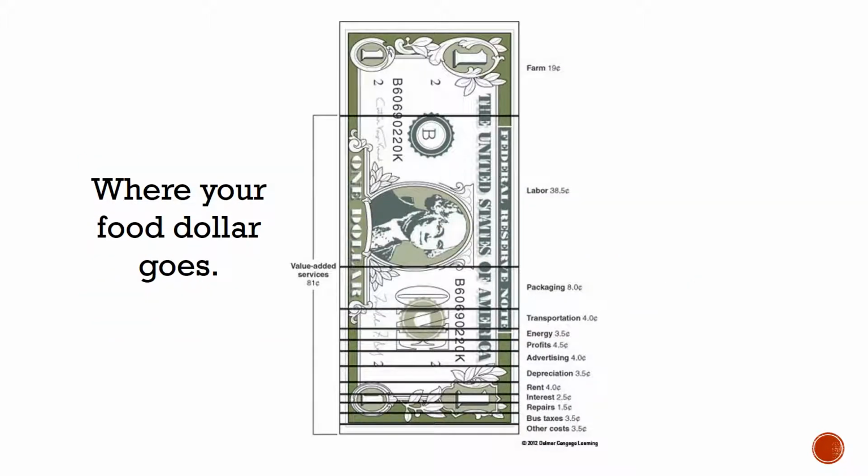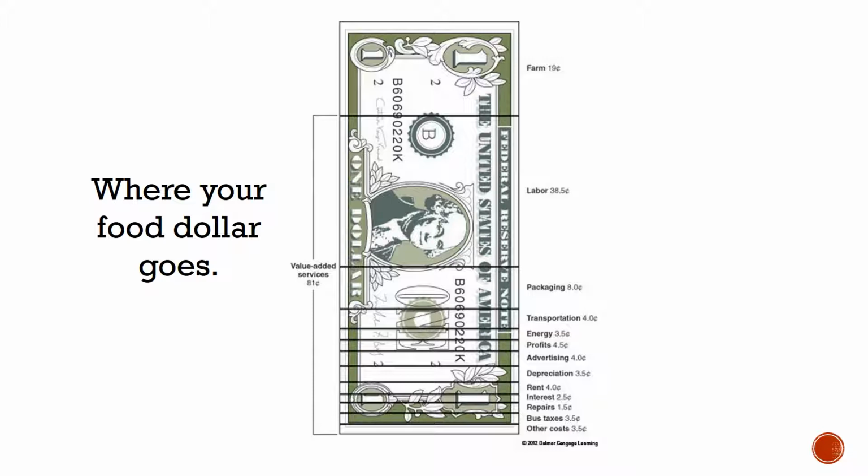This graphic shows you where $1 from any food product goes. So if you look at the top there, 19 cents goes to the farm. And when we're looking at that farm, we're talking about the farmer, the management of the farm, anything that encompasses a farm. So 19 cents is not just going right back into that farmer's pocket, it's going into their whole production.